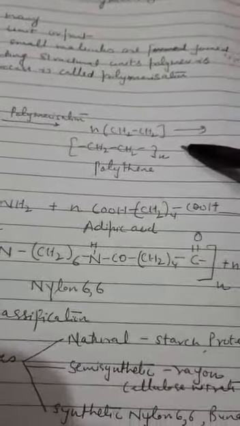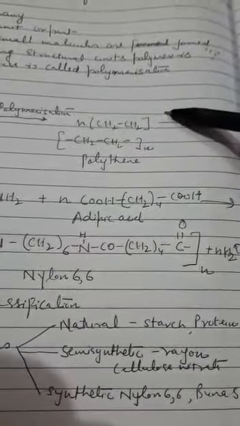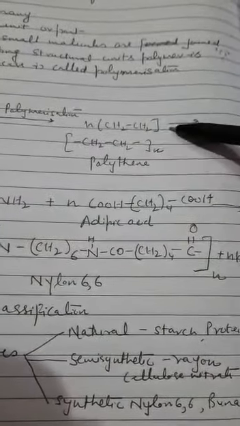I will take one example of polymerization. The N molecules of ethene combine together to form polythene. N means in large number. Ethene contains a double bond. The double bond will be broken and it will be converted into a single bond.